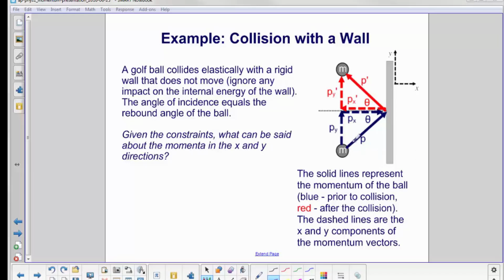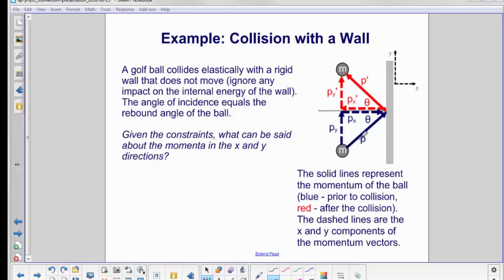In this case, we're coming at an angle, and since we have an elastic collision, this is very similar to light rays bouncing off a mirror. This angle here, the angle of incidence, is going to equal the rebound angle, this red angle here. So given these constraints, what can we say about the momenta in the x and the y directions?